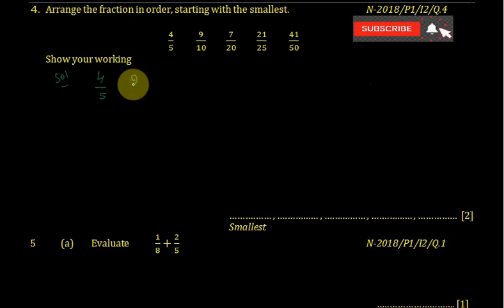4 upon 5, 9 upon 10, 7 upon 20, 21 upon 25, and 41 upon 50. The highest denominator is 50, and 25 can be converted into 50 by multiplying by 2, 10 can be made 50 by multiplying by 5, and 5 can be written as 50 by multiplying by 10, but 20 cannot make 50. So all the numbers can be converted into 100 easily.